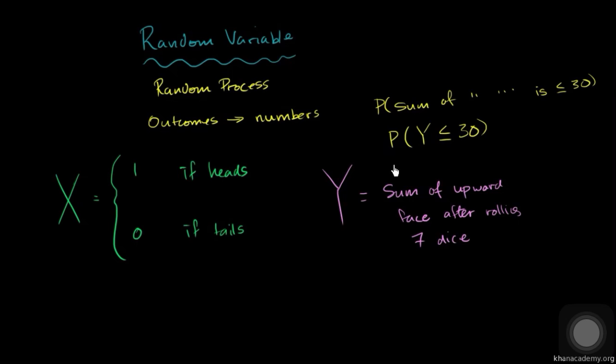And if someone else cares about the probability that the sum of the upward faces after rolling 7 dice is even, instead of having to write all of that over, they can say, well, what's the probability that Y is even?